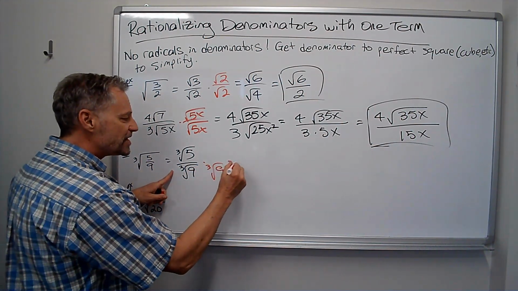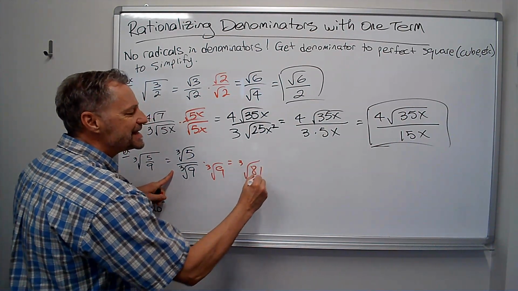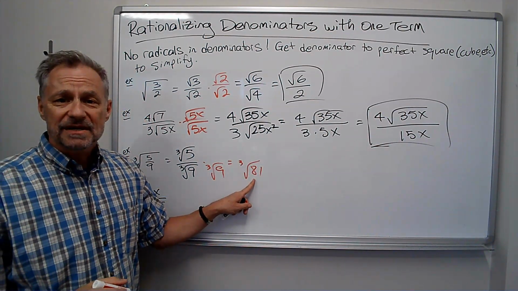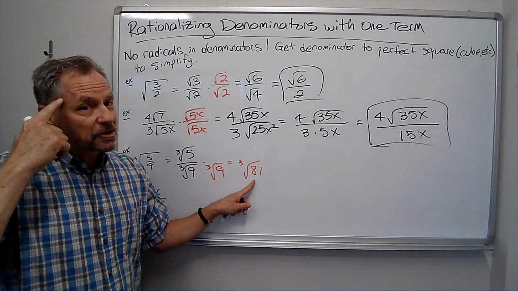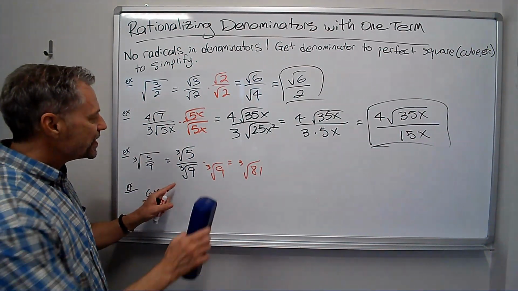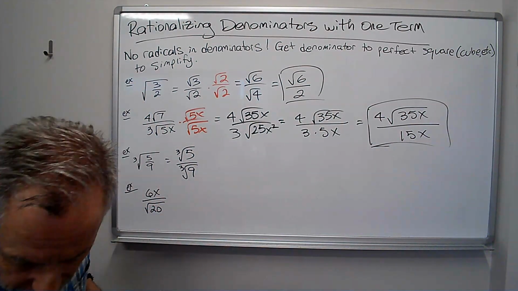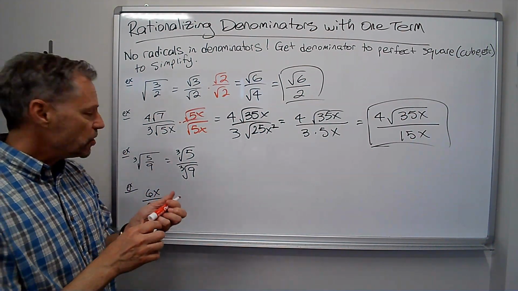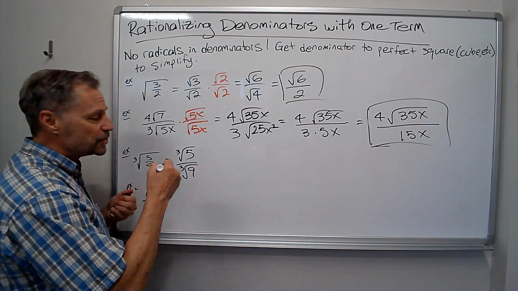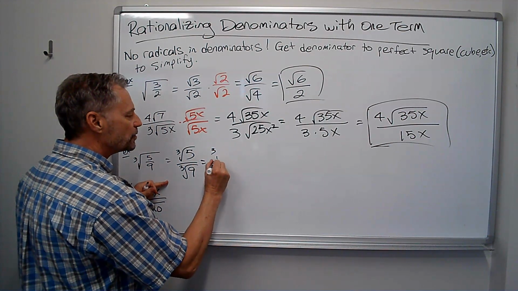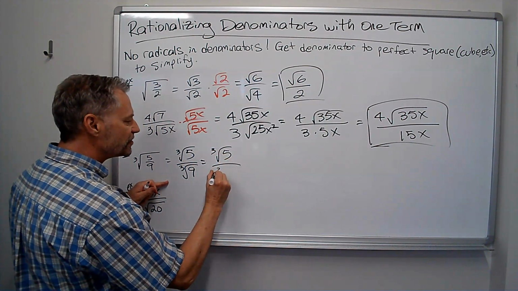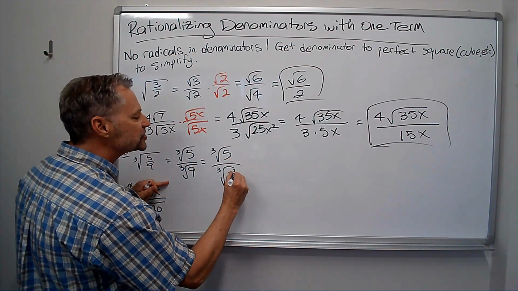But if I do that, I'm going to get the third root of 81. 81 is not a perfect cube, so I have to be a little bit smarter. So let's erase that. What I like to do is say, oh, you know what? This 9 is really 3 squared. So I really have the third root of 5 over the third root of 3 squared.